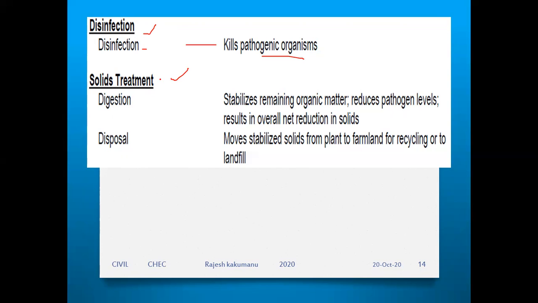So this is the solid treatment process you can see at the bottom. If you draw any figure of a treatment plant, it is underneath, right? It is called sludge disposal management. So in here, the solid disposal management: digestion and disposal.